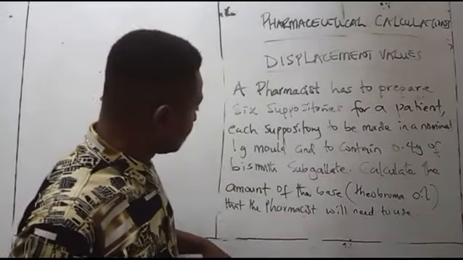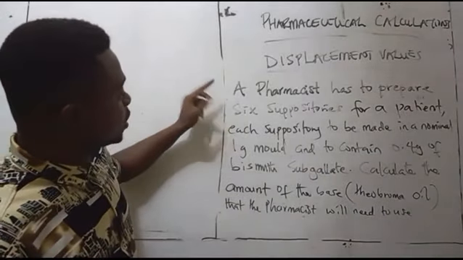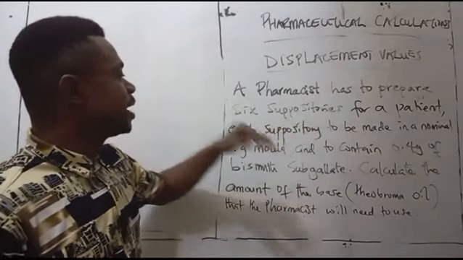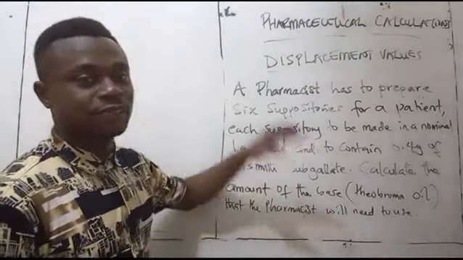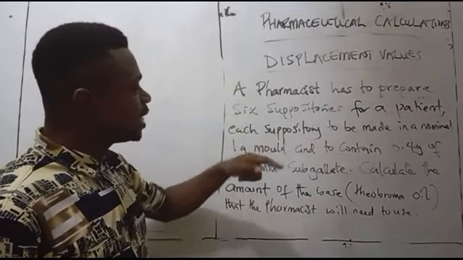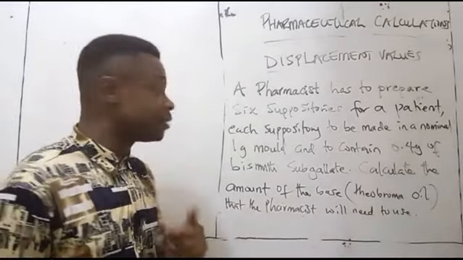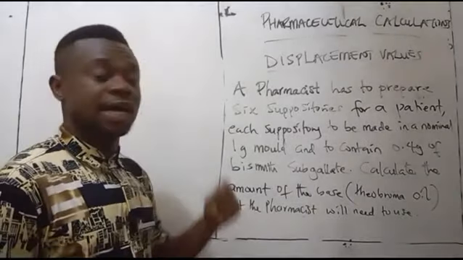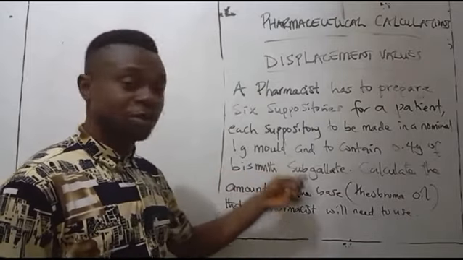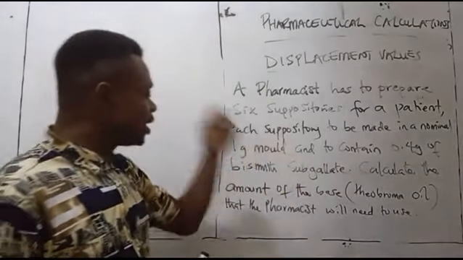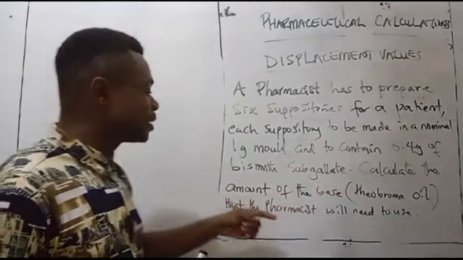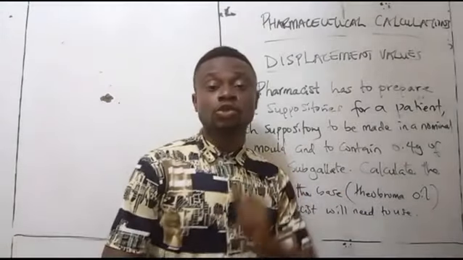I believe it's clear. Let's look at the question. The question says, a pharmacist has to prepare 6 suppositories for a patient. Each suppository is to be made in a nominal 1 gram mold and to contain 0.4 gram of bismuth subgallate. Calculate the amount of the base, that is theobroma oil, that the pharmacist will need to use.